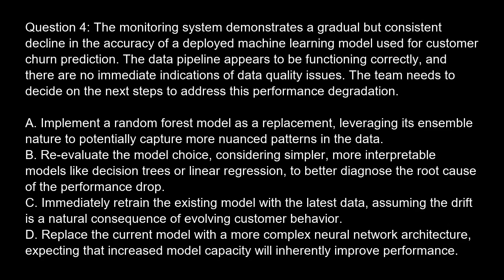Question 4. The monitoring system demonstrates a gradual but consistent decline in the accuracy of a deployed machine learning model used for customer churn prediction. The data pipeline appears to be functioning correctly, and there are no immediate indications of data quality issues. The team needs to decide on the next steps to address this performance degradation.